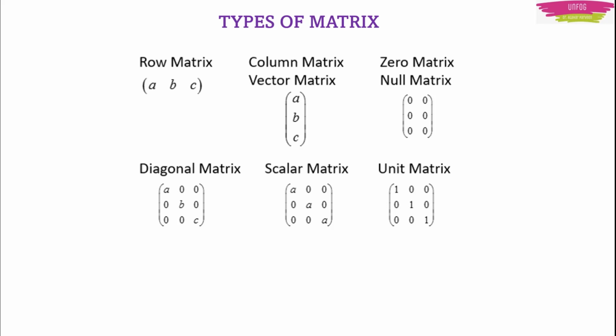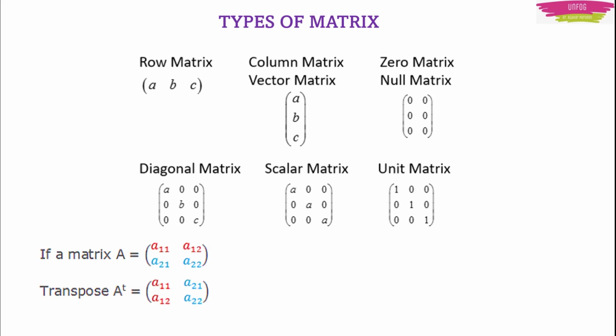One more matrix is known as the transpose of a matrix. If you have a matrix, say capital A, the components in that matrix are A11, A12, A21 and A22. To write the transpose of it, you write A21 in place of A12, meaning you make columns into rows and rows into columns. That is your transpose matrix.